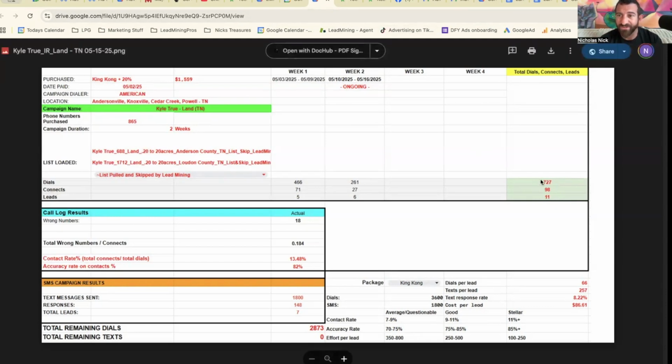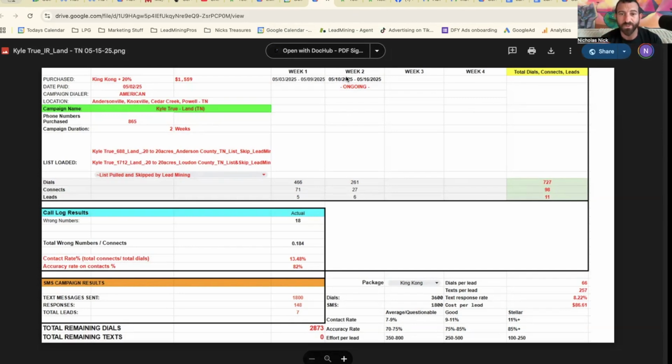So we did 727 dials. 98 people picked up the phone. That's huge. He had a 13.48% contact rate. That is extremely important to take into mind. Then we got 11 leads as well. That is huge. We've actually averaged a lead in every 66 dials for this client. This is honestly a world record at Lead Mining. I just met with this guy yesterday, but that was the best we've ever done. So I do love to see that.